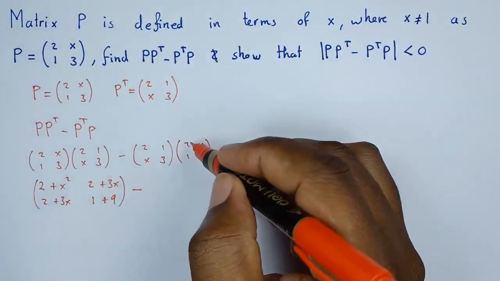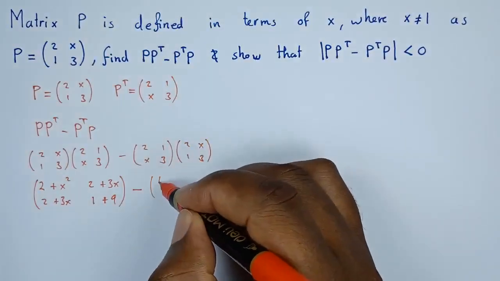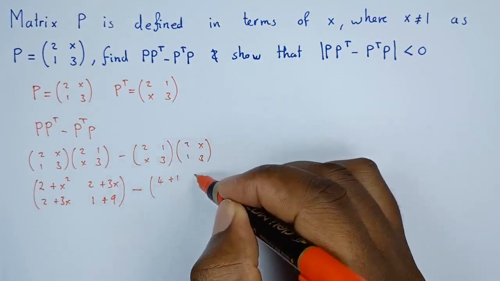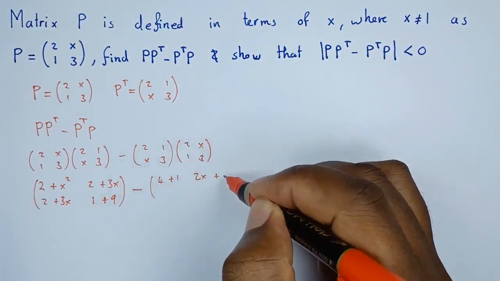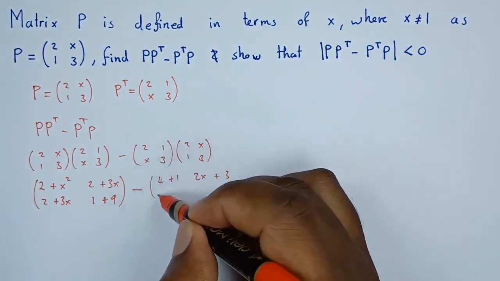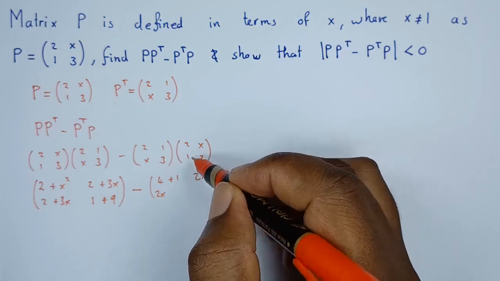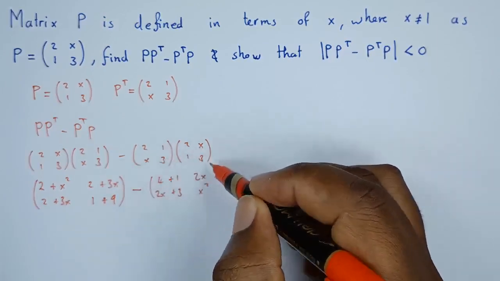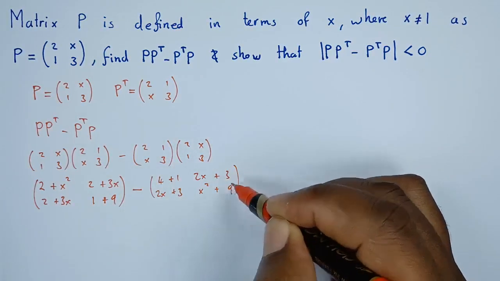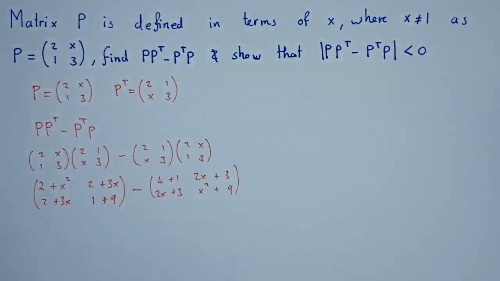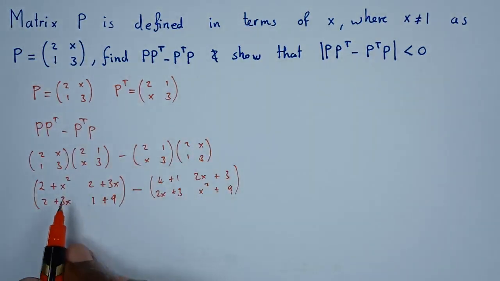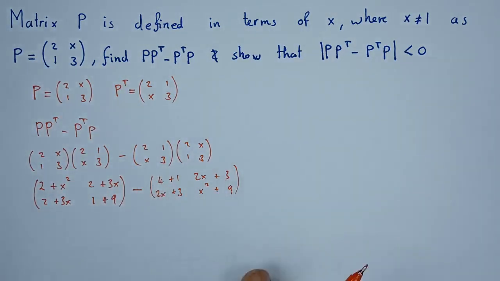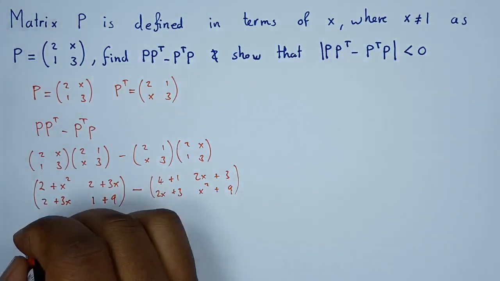Minus, same thing. 2 times 2, row by column. 2 times 2, 4. 1 times 1, that is 1. 2 times x, 2x. 1 times 3, 3. x times 2, 2x. 3 times 1, 3. x times x, we have x squared, and 3 times 3, we have 9. So this is a 2 by 2 matrix as well as that one, so we can subtract the two. We're subtracting the corresponding positions. So this is what we're going to get.